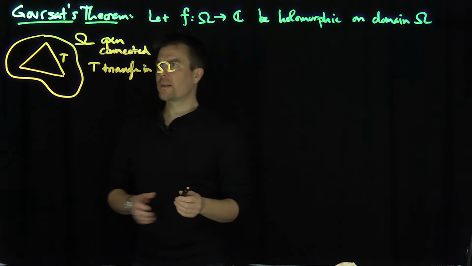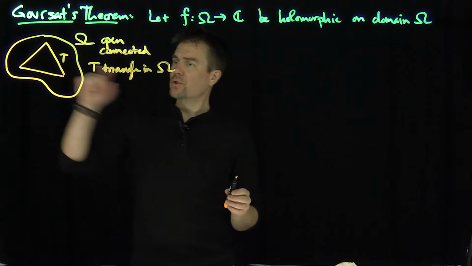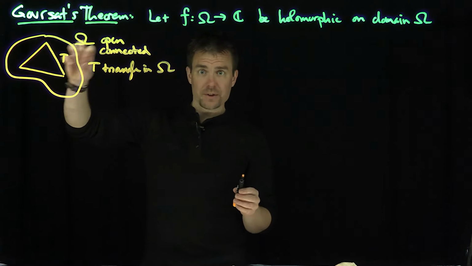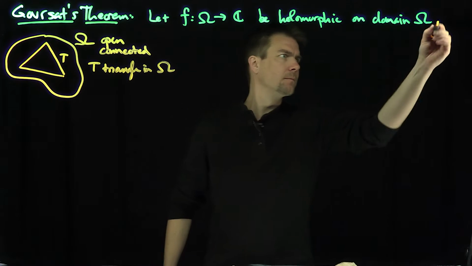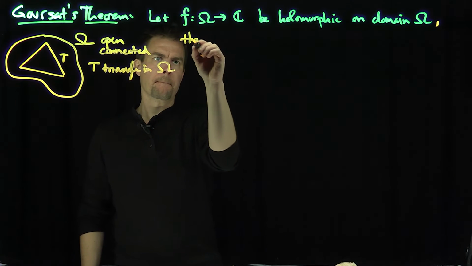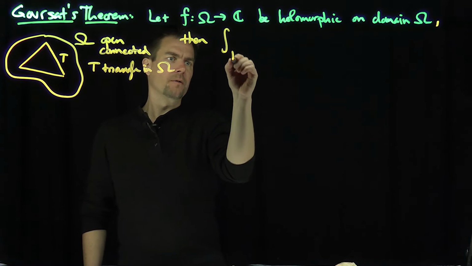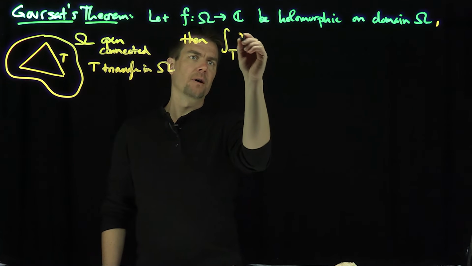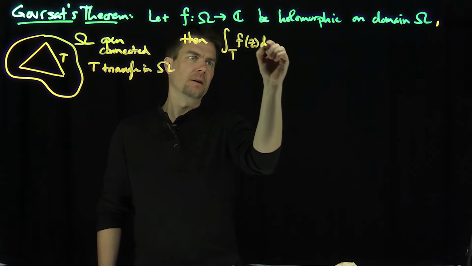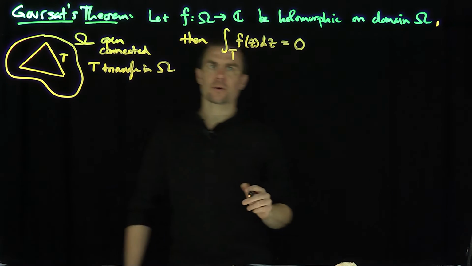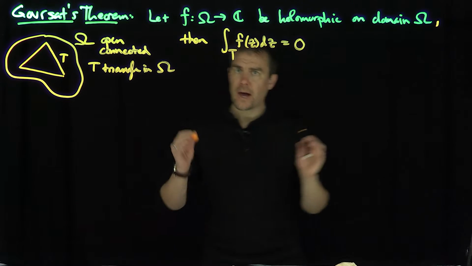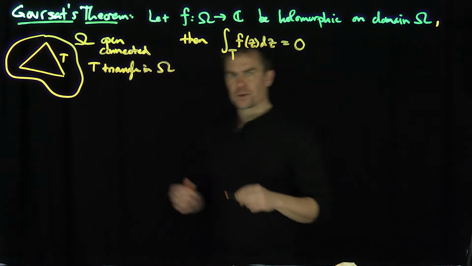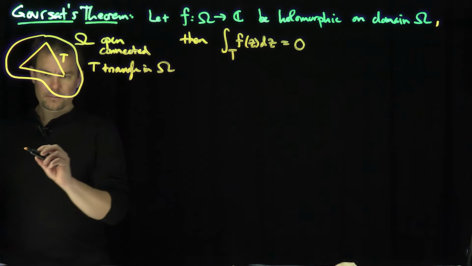And what Goursat's theorem states is the following. If I give you a triangle inside omega, such that the triangle is entirely contained in omega, then the integral over that triangle, which is a closed curve now, of f(z) dz is equal to 0. So if I integrate over a closed triangle, I get 0, okay, for a holomorphic function. Okay, excellent. So how are we going to approach this problem? It's a beautiful result.